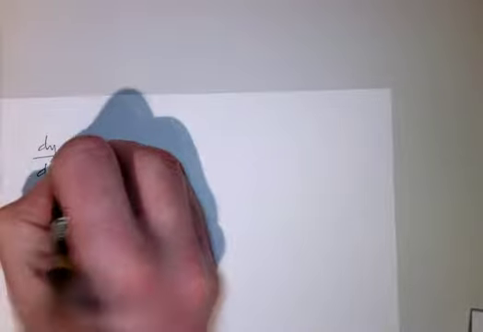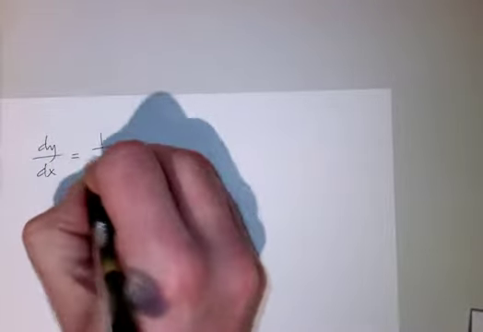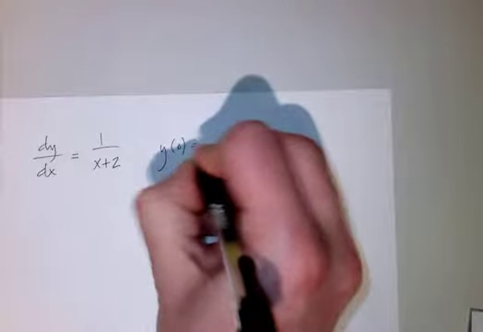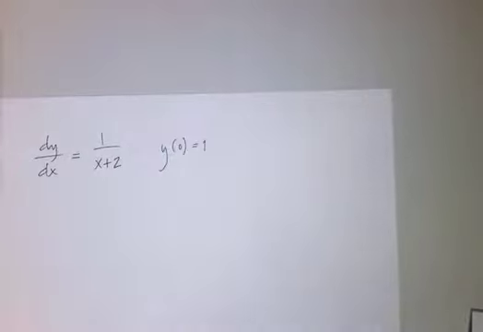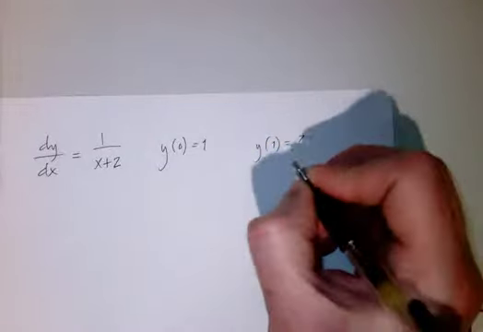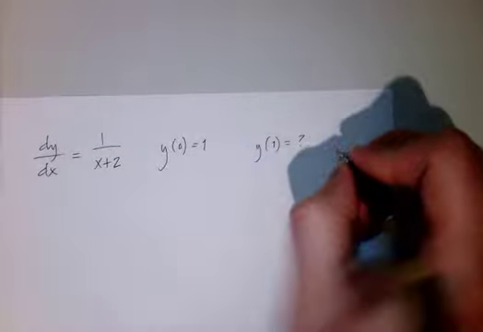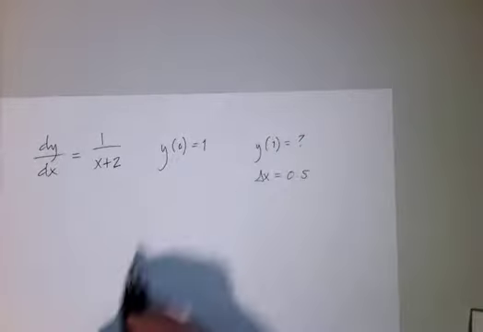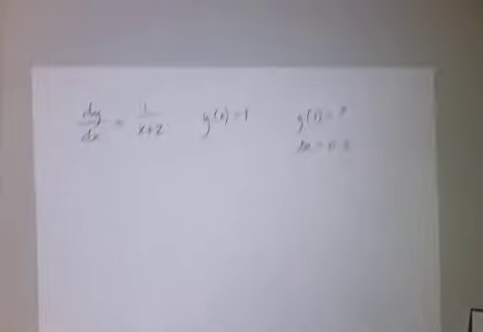Okay, let's say that we're given dy/dx equals 1 over x plus 2, and you have y of 0 equals 1, and you want to find y of 1 with 2 equal steps. So you've been given delta x equals 0.5, because from 0 to 1 with 2 equal steps, that's 1/2.